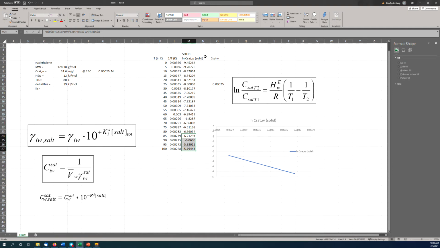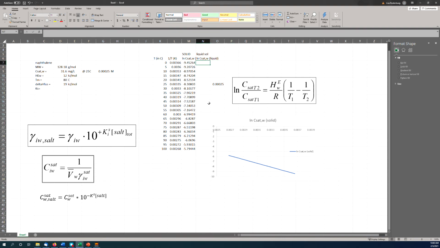Okay, so let's now calculate the solubility of the liquid. So actually, let's do it this way. Copy that, and instead of saying solid, this is now going to say liquid. Okay. Does that look good? That looks good. Okay. All right, so how would we do that?